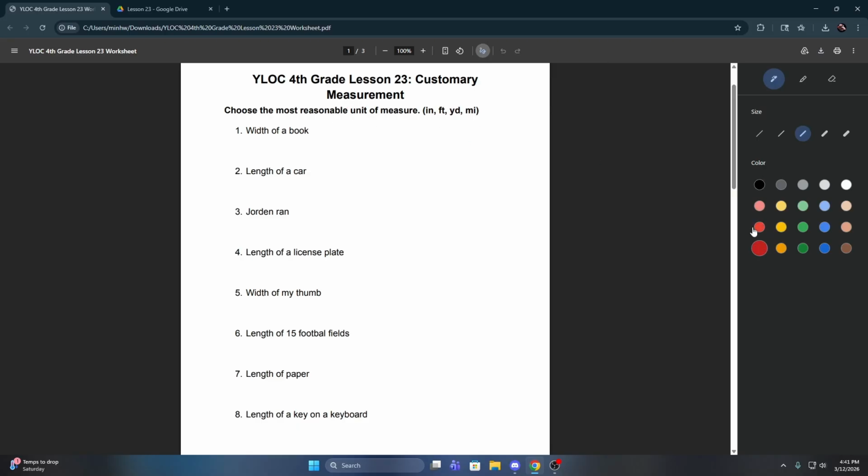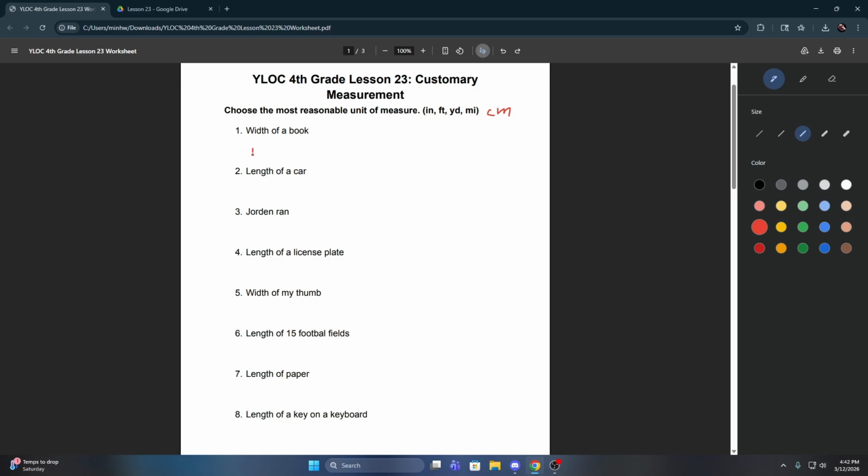Now, if you do know your stuff, you should know that there's inches, feet, yards, and miles, and we're actually going to throw in centimeter here to make this a little more interesting, which is the metric system, which is different from the imperial system, which the US uses. So first, the width of a book. What would you use to measure this?